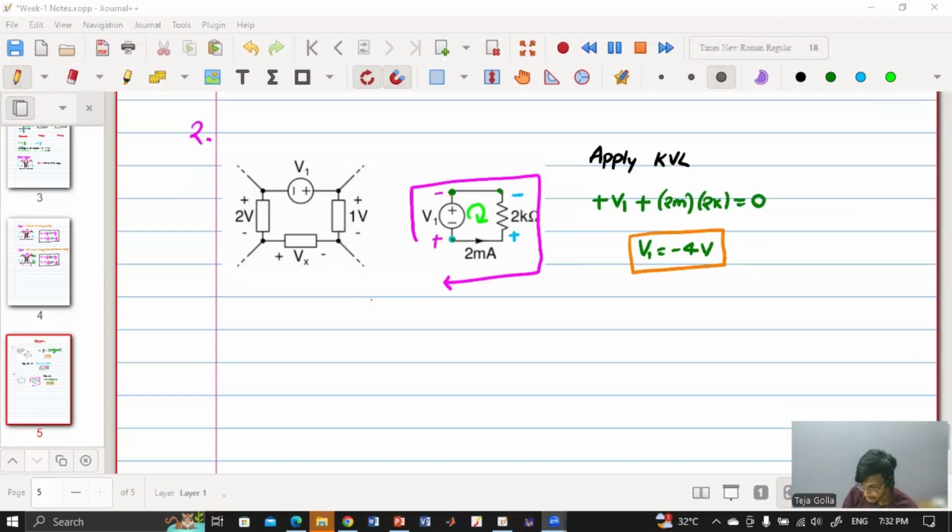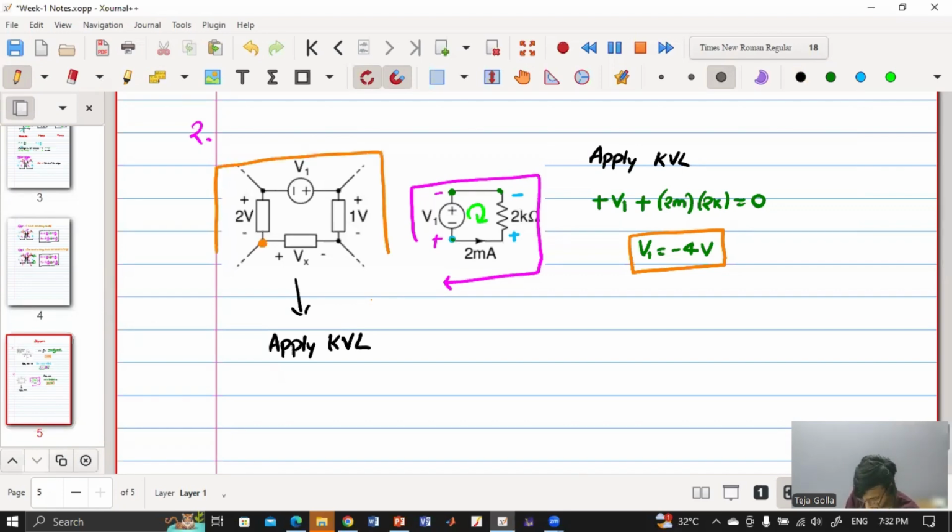Now once we got V1, then we'll apply KVL here. So again we have to do the same thing. We'll start with one point and I'll start with this point and then I'll go in this direction. So first there is increment in the voltage. So is it plus 2 or minus 2? Anyone? Plus 2, sir. Yes, plus 2.